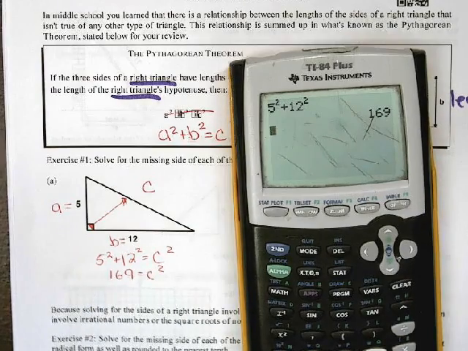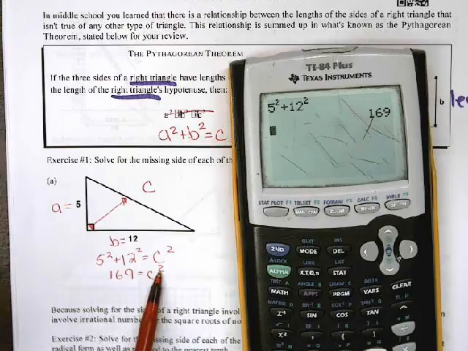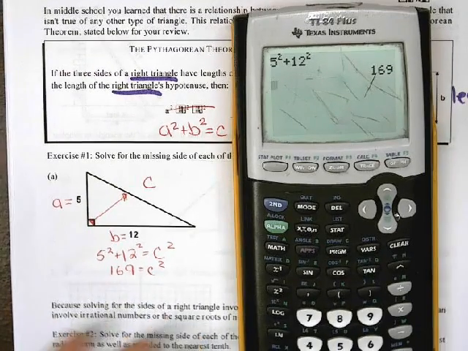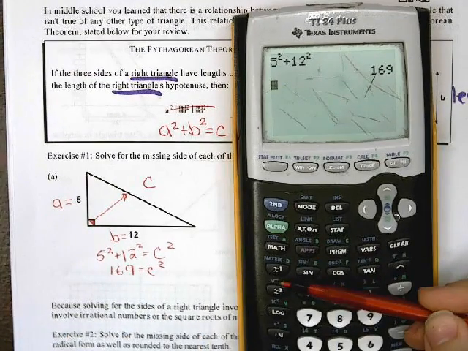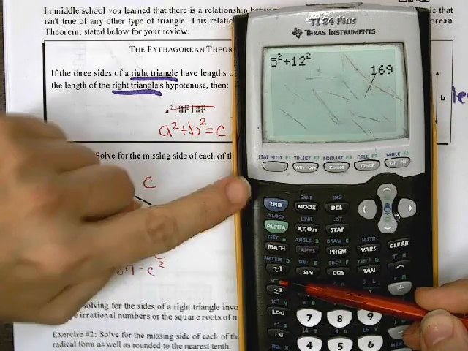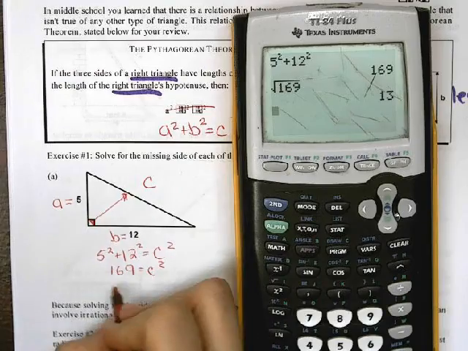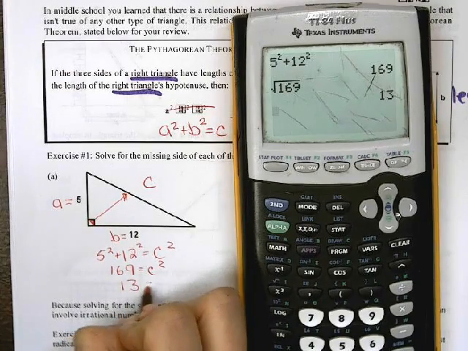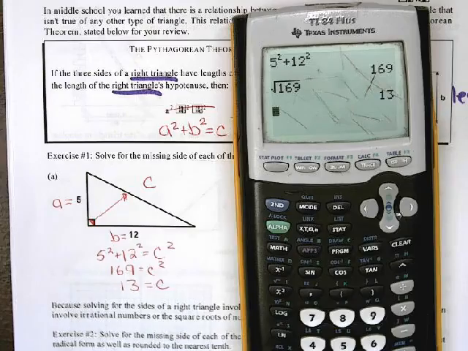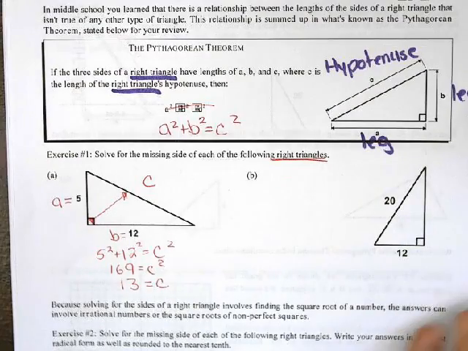But that's not my end step. The last step is to get rid of this square. Square and square root are the opposites of each other, and the square root symbol is right above the x squared key, so I have to hit the blue second key to get to it on my calculator. The real side is 13, so 13 equals side C. That's how long side C would be. All right, moving on to problem B.